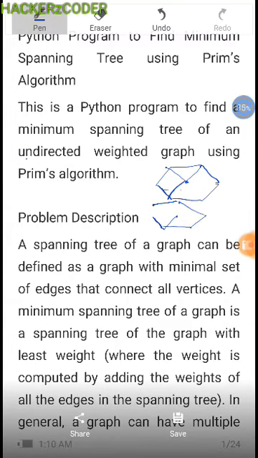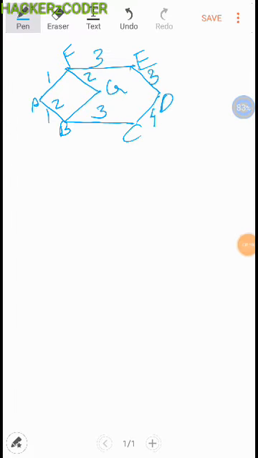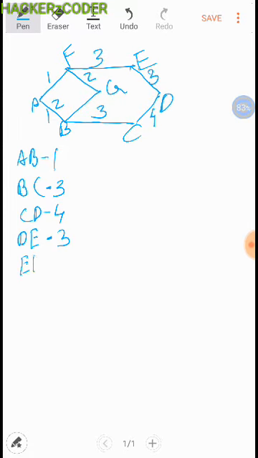What we try to see here is, say for example, we have this diagram A, B, C, D, E, F, G. AB, the weight is 1. BC, the weight is 3. CD, the weight is 4. DE, the weight is 3. EF, the weight is 3. And we have FA, the weight is 1.